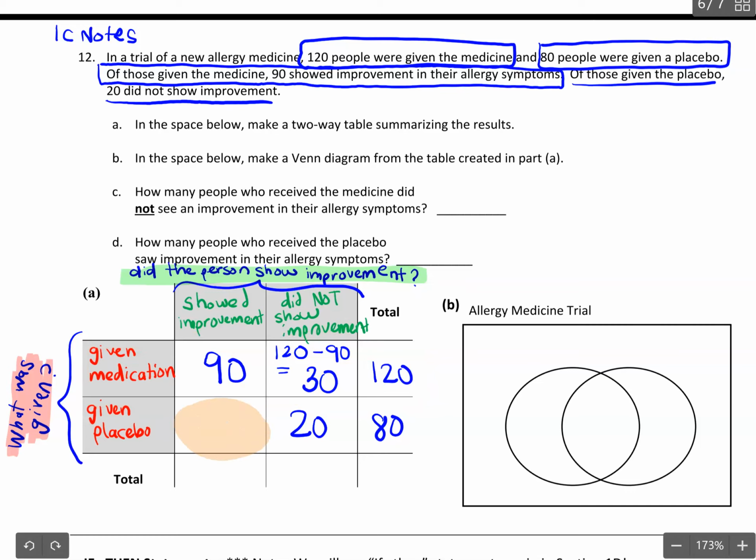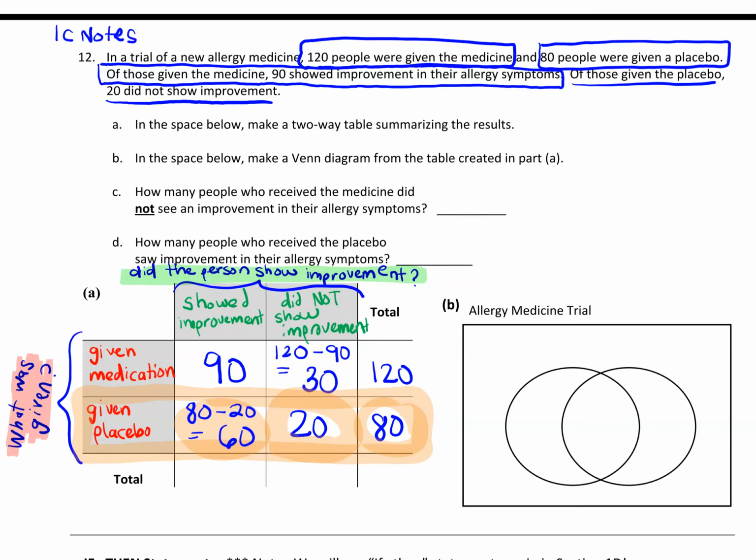Now I'm going to focus on this missing cell. So that's in the given placebo row. We know that 80 people were given the placebo, and 20 of those people did not show improvement. So if 80 people were given the placebo and 20 people did not show improvement, how many people showed improvement? Well, to find that, I'm just going to take the 80 total in that row that were given the placebo, subtract the 20 that did not show improvement, and that leaves 60 people who got the placebo that did show improvement.